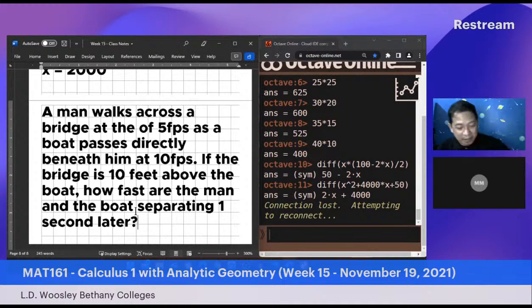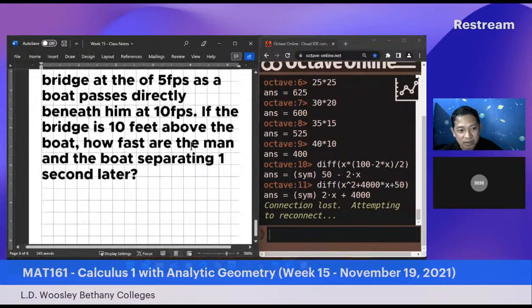They are separated by 10 feet; the bridge is 10 feet above the boat, or the river, perhaps. That's the river, ilog. So what we need to find is how fast the man and the boat are separating 1 second later. We need to find their distance after 1 second, the position after 1 second. Do you get it now, Micaela? I need to scroll up.